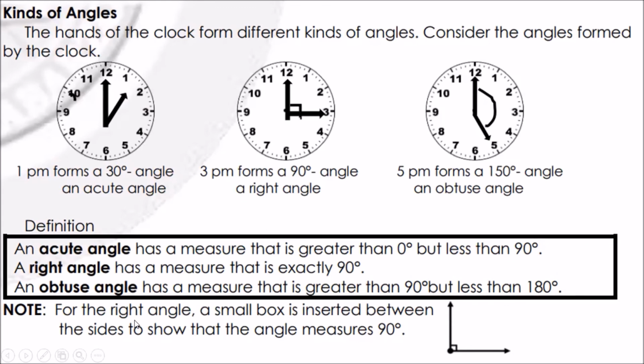So, for the right angle, we have a small box inserted between the sides to show that the angle measure is 90 degrees. Lagi siya may small square box sa pinaka-vertex niya to determine that the measure of that angle is 90 degrees. So, we have three kinds of angles. That is acute angle, hindi bababa ng 90 degrees. Ang may eksaktong measure na 90 degrees is called right angle. At pag sumobra na sa 90 degrees, that is an obtuse angle.